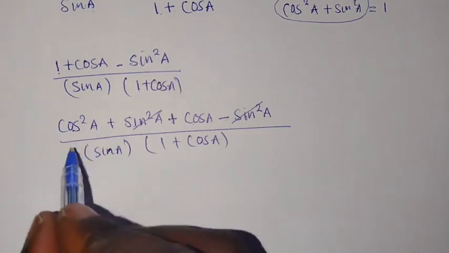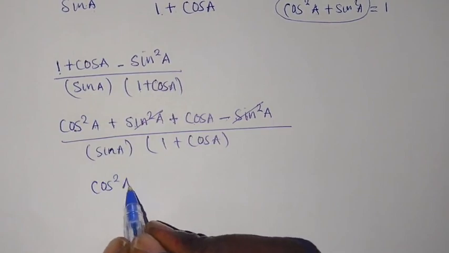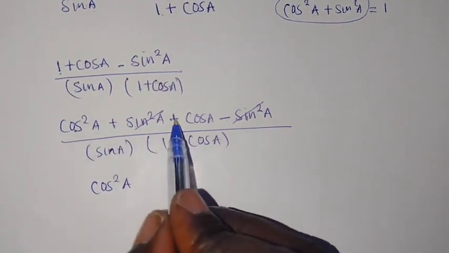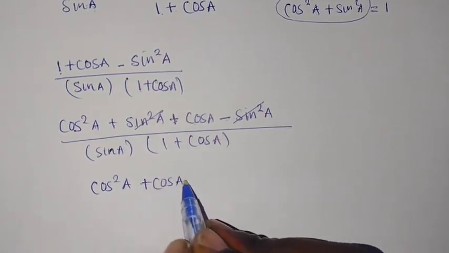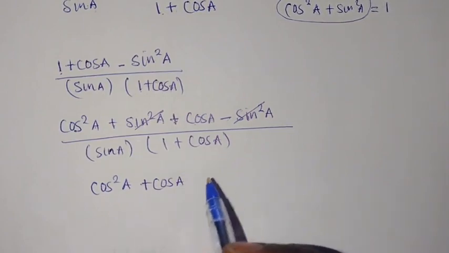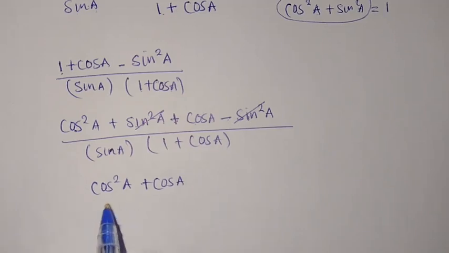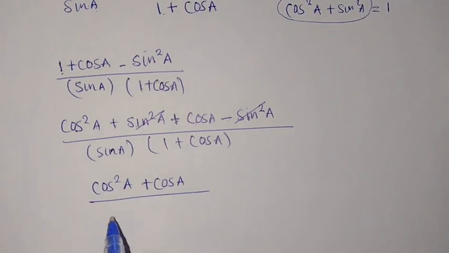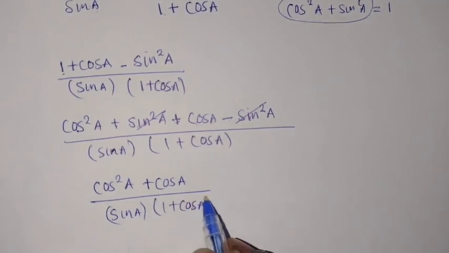So what are we remaining with? We are remaining with cos squared A plus cos A. This is what you remain with, okay? Then we say over sine A in brackets and 1 plus cos A.